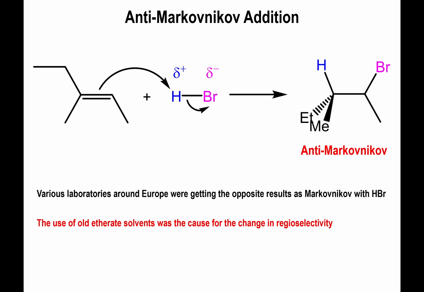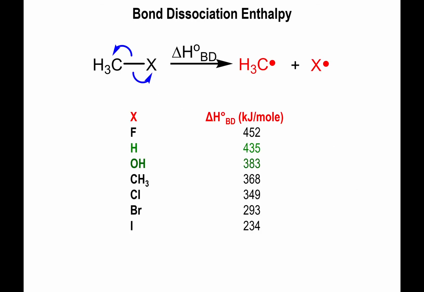But what ultimately happened was that it was found that many of the groups that were having these anti-Markovnikov results upon their addition reactions were using solvents that were old, specifically old etherates. And this seemed to be the source of the problem. Now you might wonder, well, okay, they're using old solvents, so what? What's the big deal?